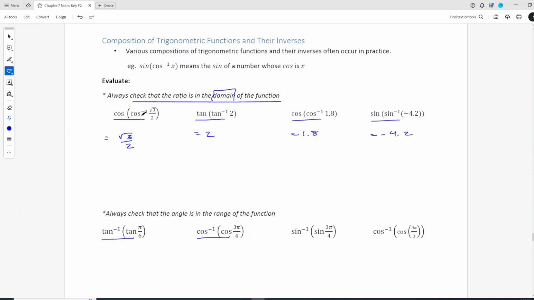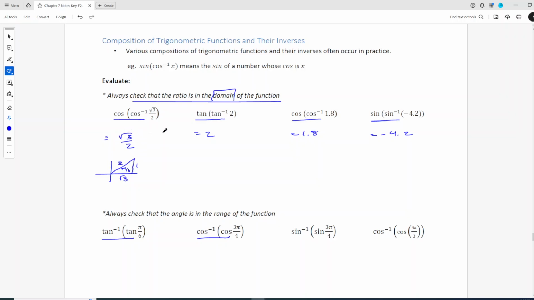So with this one, if I took the inverse cos of root 3 over 2, that's a positive ratio, so I'm going to be in quadrant 1. The adjacent is root 3, the hypotenuse is 2, so it's my 1, 2, root 3. Yeah, I can evaluate it. It would be pi by 6. And then if I took the cos of pi by 6, it would be adjacent over hypotenuse, so it would be root 3 over 2.